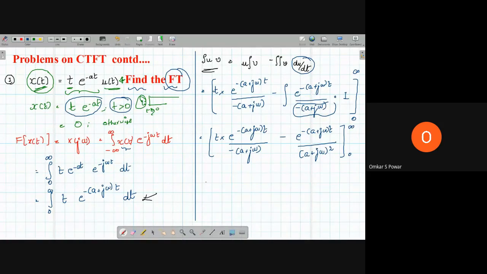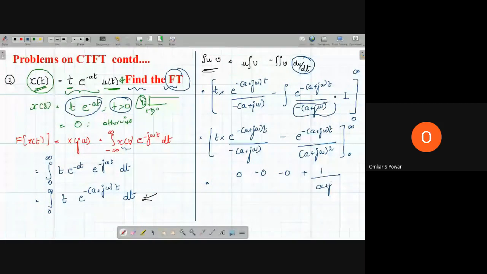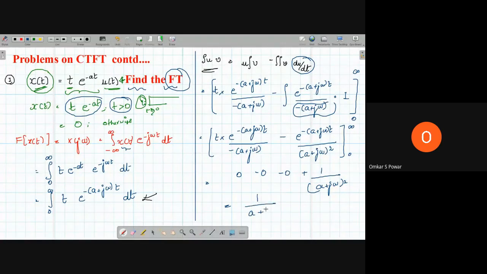So substitute this limit. What will we get? 0 minus 0 minus 0 plus 1 by a plus j omega the whole square. So you will finally end up with the answer as 1 by a plus j omega the whole square.